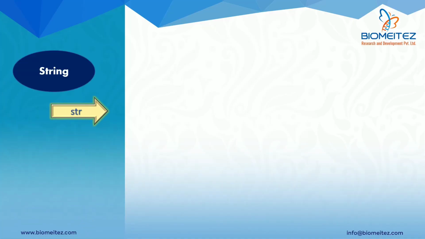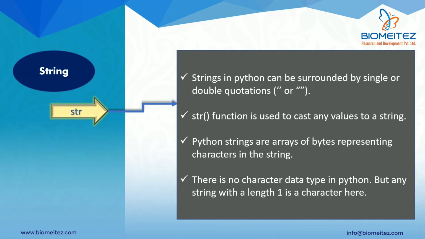The next data type is string. In Python, strings are usually quoted with either single or double quotations. We can convert any value to a string using the str function. Python strings are arrays of bytes representing characters. There is no character data type in Python, but any string with a length of 1 is a character here.